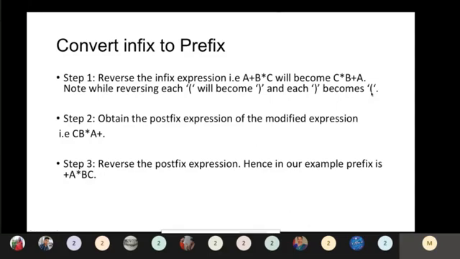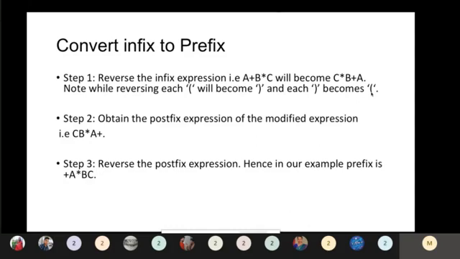So in that first step, what to do? First check the given expression is infix. Then you just do the reversing operation. Whatever characters are available in the given expression, you start from the rightmost and read character by character, and put it in reverse form. At the same time, any opening parenthesis becomes a closing parenthesis, and any closing parenthesis becomes an opening parenthesis. That is the first step.